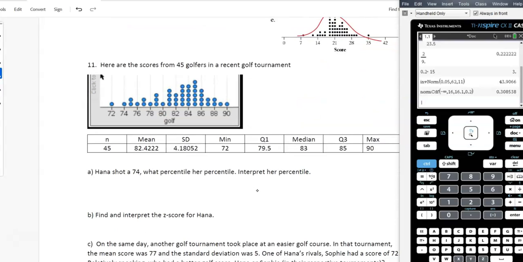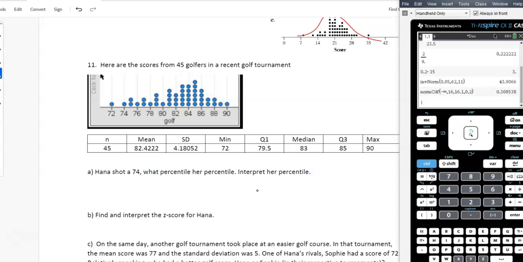45 golfers from a tournament. Okay, looks skewed left to me. Hannah shot a 74. What percentile was her percentile? And then interpret the percentile.